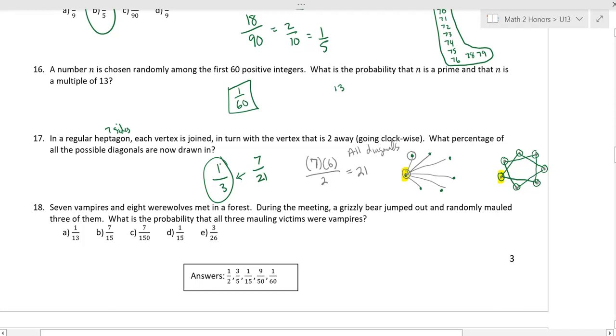And I don't think the answer chart has that. And so this right here is going to be 1 out of 3.